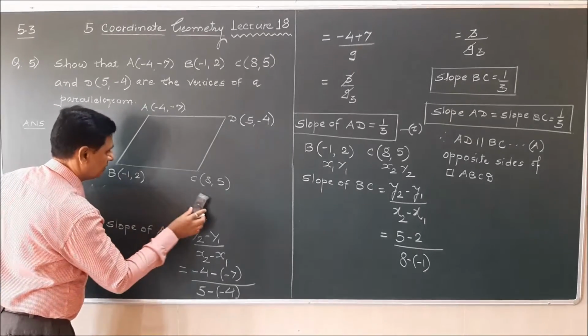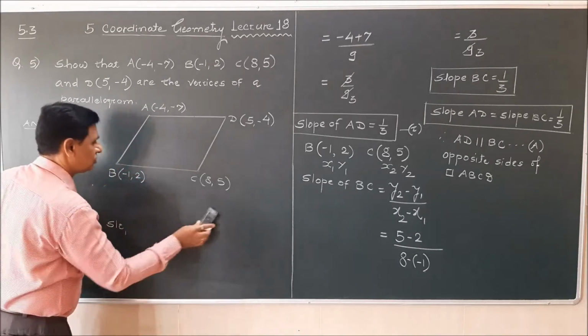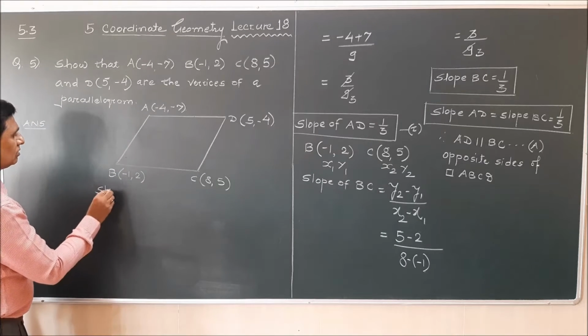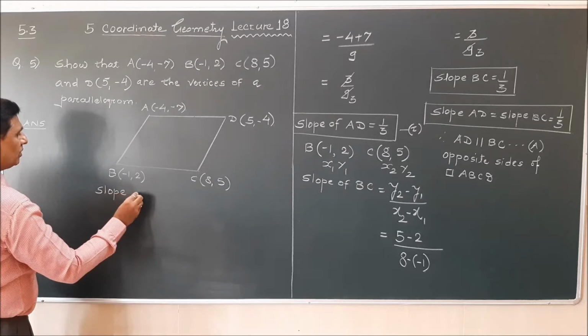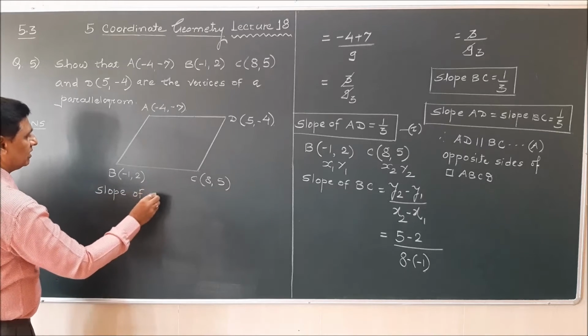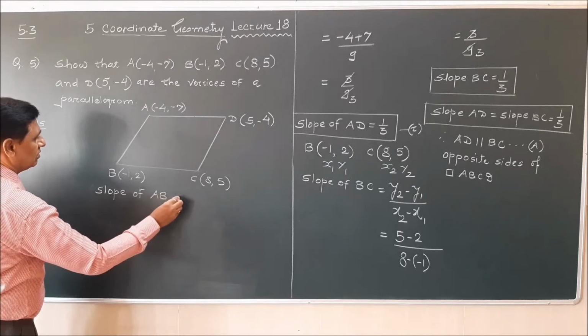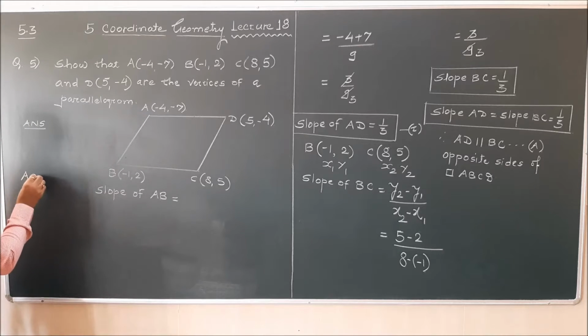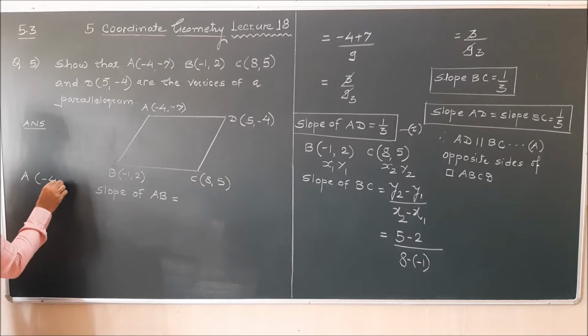Now I am going to find out slope of AB. So slope of AB is equal to, coordinates of A we take as -4, -7, x1, y1.